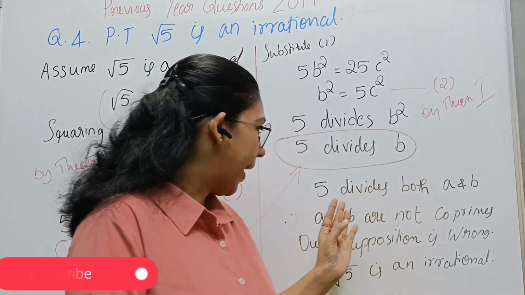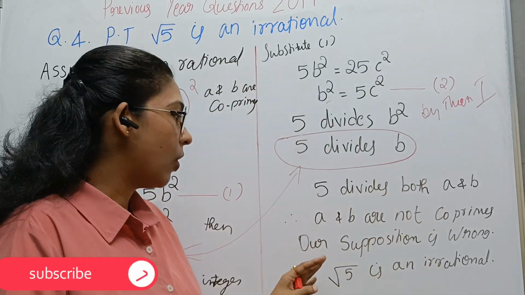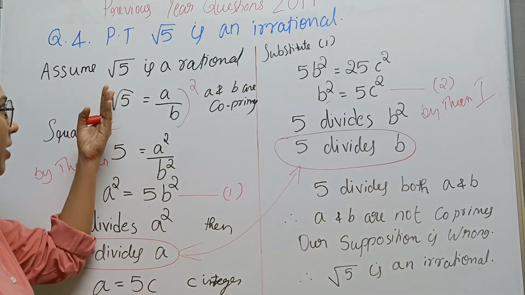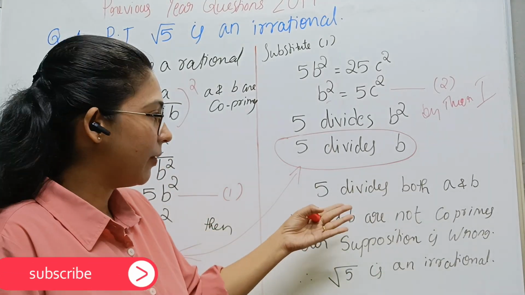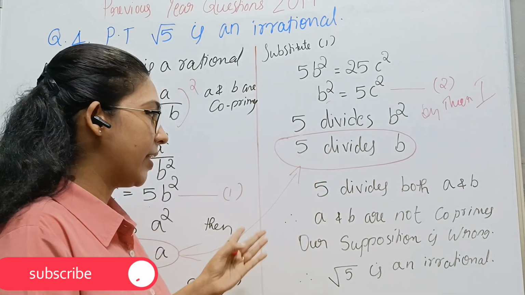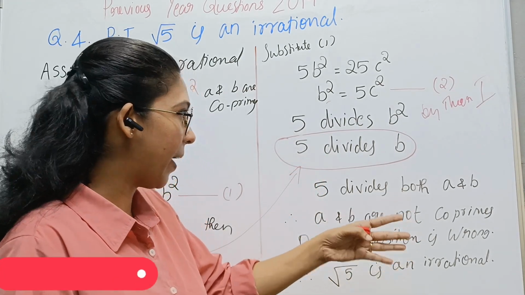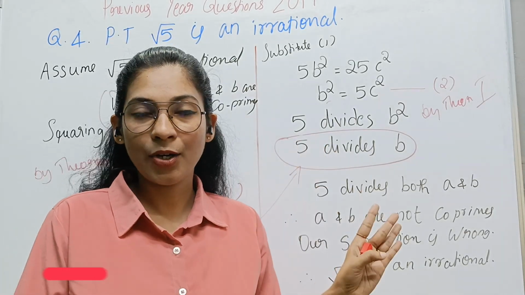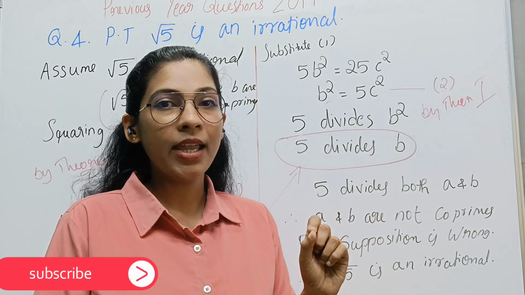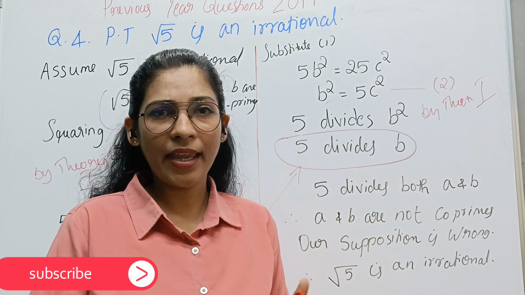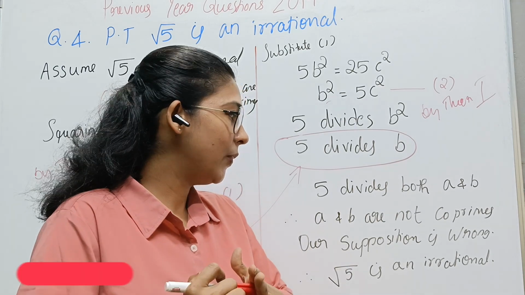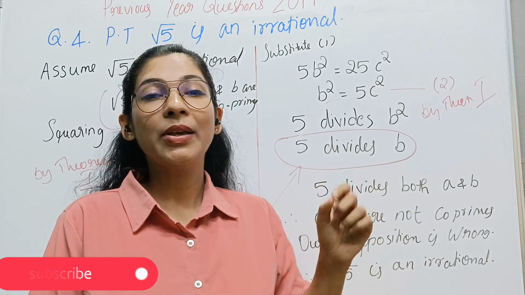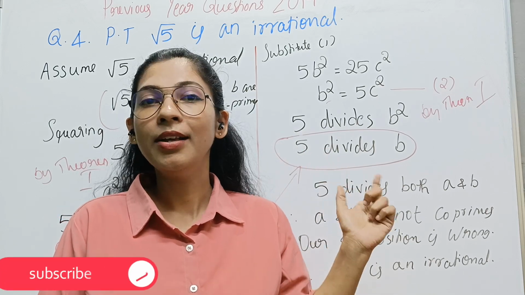So a and b are not co-primes, so our supposition is wrong. We assumed that root 5 is rational, but from these relations a and b are not co-primes, so our assumption was wrong. Finally, we can conclude that root 5 is an irrational number. Hope it is clear for you. You have to study this very well, because this is a short question for your board exam.